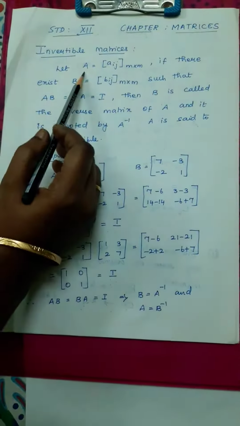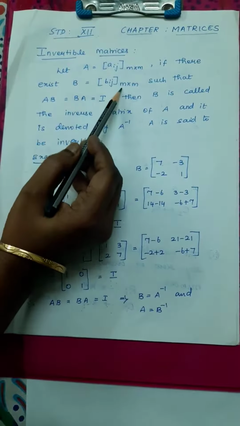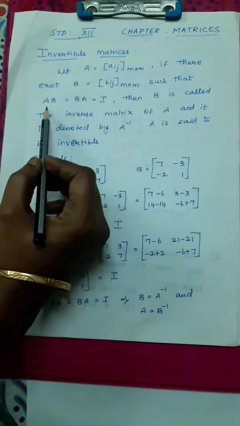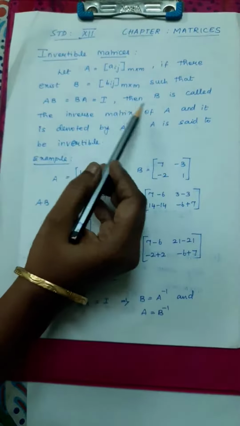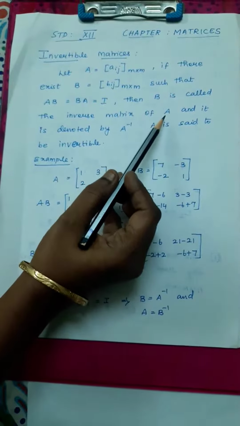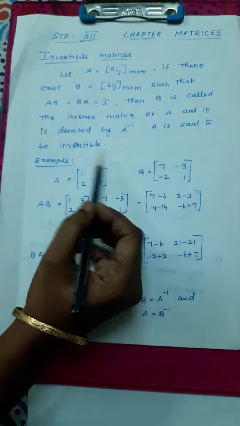For a given matrix A of order m, if there exists another matrix B of the same order such that the products AB and BA are equal to the identity, then we can say that B is the inverse of A, and it is denoted by A inverse. A is said to be invertible.